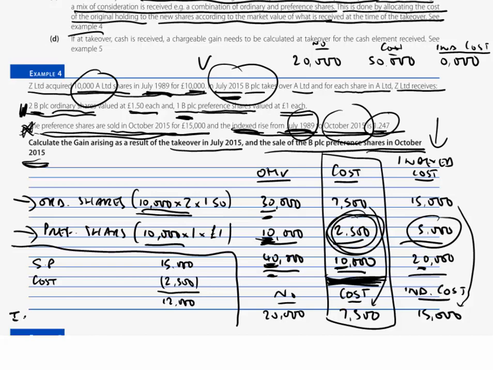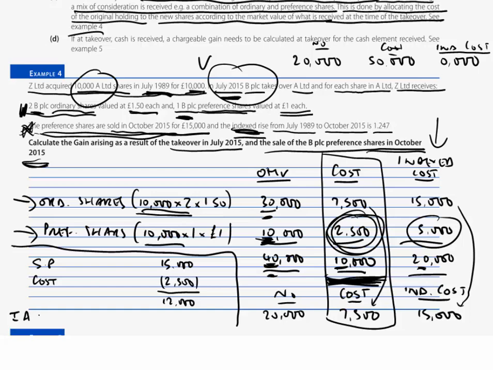And then from it, you would need to deduct indexation. Now this is the bit that they're trying to make easier for you. They've told us, this bit here, let me clear the decks for that, we have an index rise from July 89, when you originally acquired your A Limited shares, through to October 15, where we now see a disposal of the preference shares at 1.247.